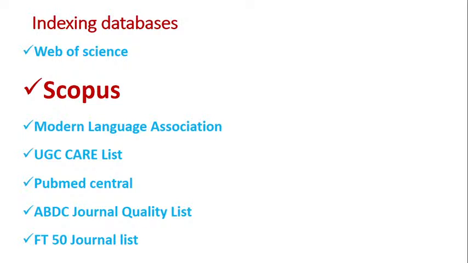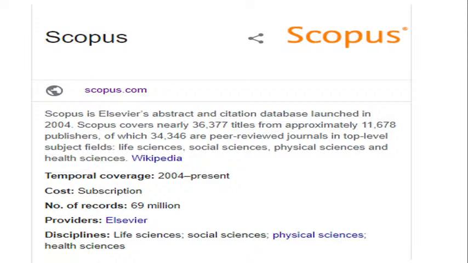Now I want to go to Scopus. Web of Science is already over, so I am going to Scopus. Scopus is an Elsevier abstract and citation database. I directly copied the home page of Scopus. It was launched in 2004. The Scopus indexed coverage is around 36,377 titles from approximately 11,678 publishers.